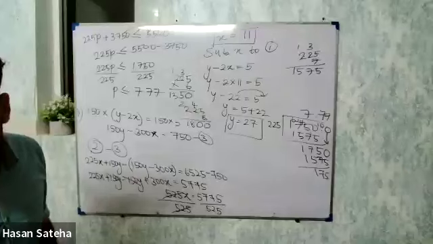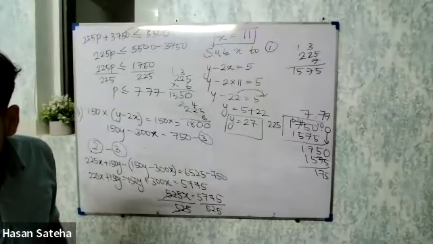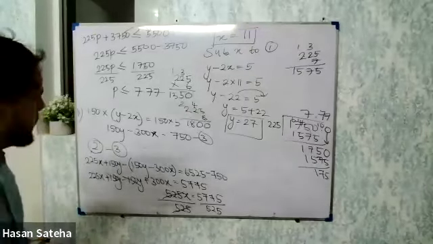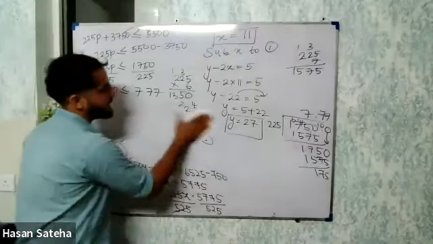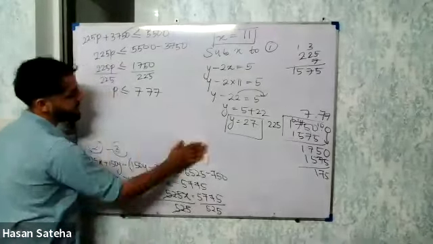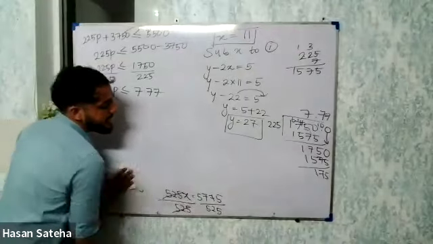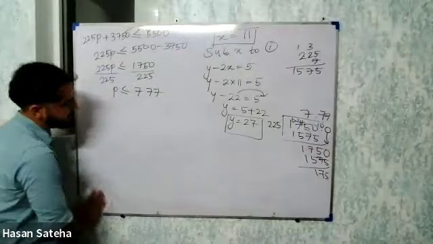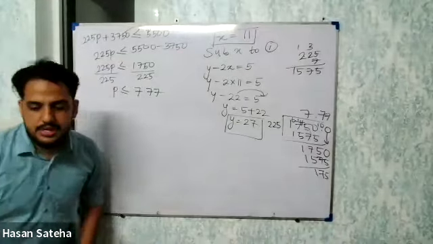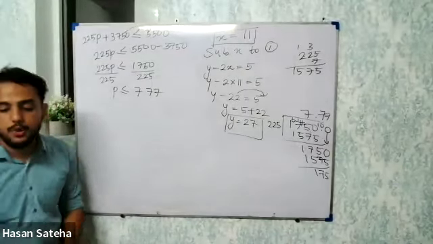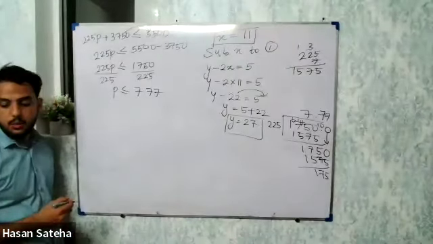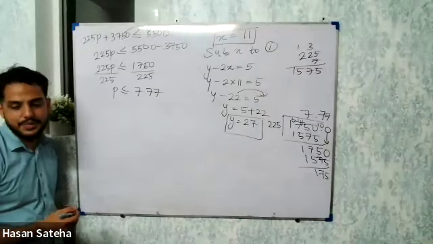inequality, tell me what are the values P can take? Whole numbers, I'm talking about whole numbers. What are the whole numbers P can take? Now P is less than or equal to 7.7. So tell me the values less than 7.7. I'm talking about whole numbers. What are the whole numbers less than 7.7?